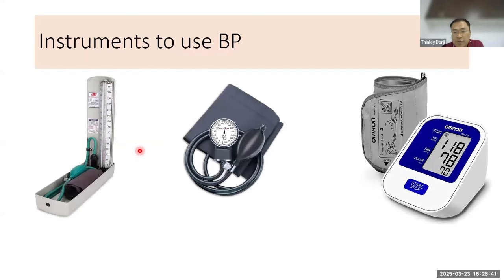Now, we have a couple of instruments that will help us measure blood pressure. The first one is a sphygmomanometer. It initially used to have mercury in it, but now it's replaced by some other material. But this instrument measures your blood pressure directly. The second one is your aneroid manometer. This also measures your blood pressure directly.